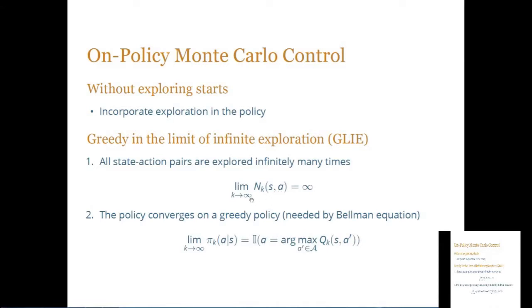So if we wait enough, all the state-action pairs will be visited, and then the policy converges to a greedy policy. This second option is required by the Bellman equation. Now remember that although our behavior policy might not be greedy, because we need to explore, in the limit we know that the optimal policy needs to be greedy, and in particular, it needs to be greedy with respect to the optimal value function. So we have to make sure that the behavior policy converges to a greedy policy. And this is the idea behind this condition.